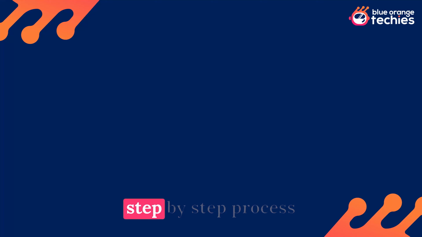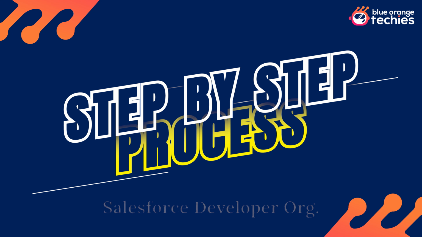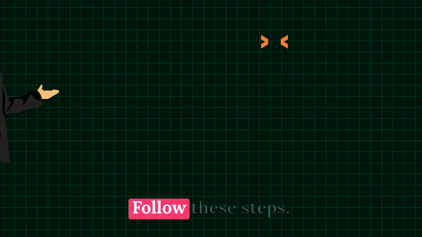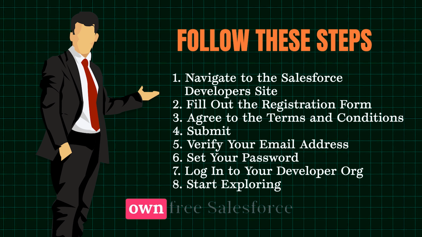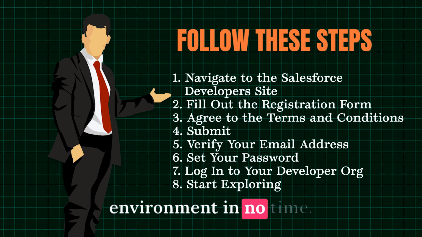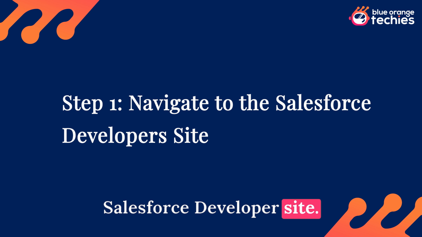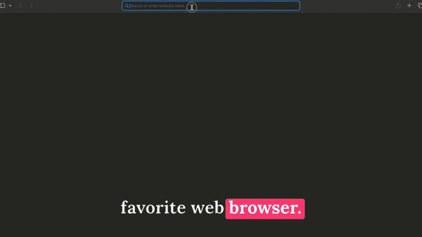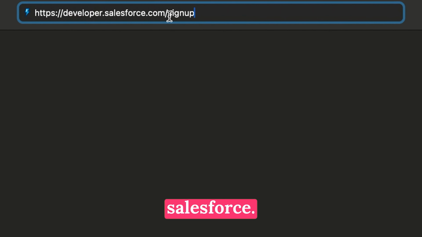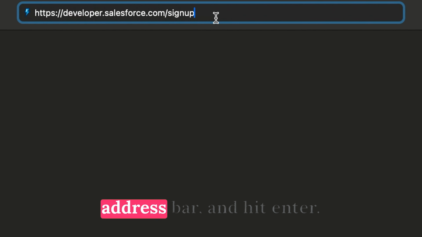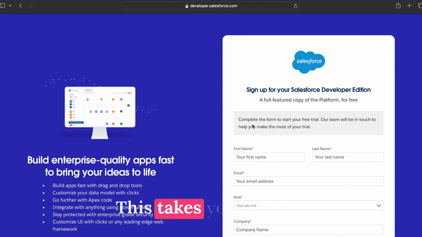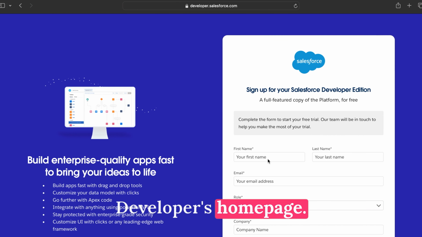Let's dive into the step-by-step process of signing up for your Salesforce Developer Org. Follow these steps, and you'll have your own free Salesforce environment in no time. Step 1. Navigate to the Salesforce developer site. Start by opening your favorite web browser, type in developer.salesforce.com, sign up in the address bar, and hit enter. This takes you directly to the Salesforce developer's homepage.